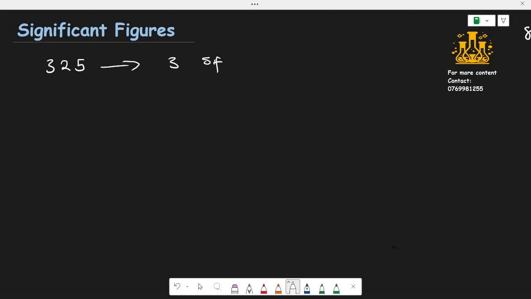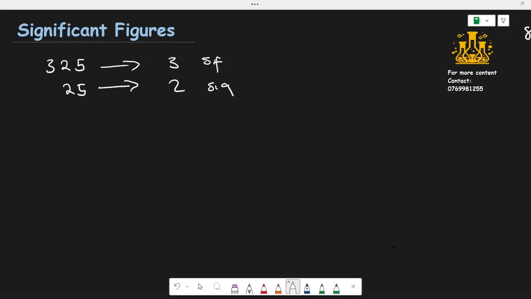Okay. So what you need to know from the beginning is that all integers, when presented in a number, are significant. So all other numbers apart from 0, when they are presented in a number, they are significant. So even if we had a number like 25, just this has two significant figures.